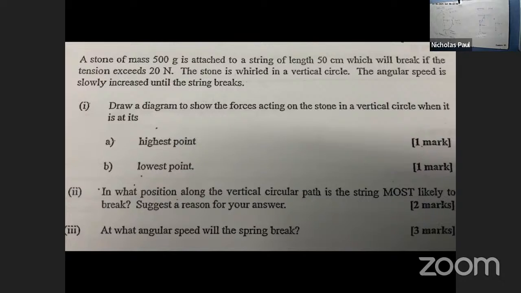They gave you the mass of the stone, they gave you the length of the string, so you know what R is. And they give you what tension is, max tension. I'm going to help you find a way. Where will the string break again? Highest point or the lowest point? Lowest. All right, go ahead.